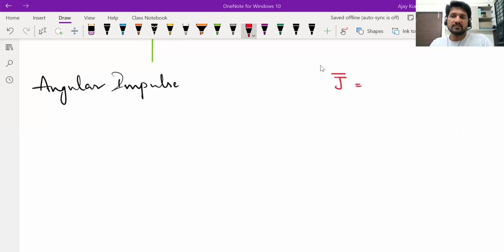Okay. Impulse is a sudden change in momentum. So basically it's a change in momentum which happens in a very short interval of time. And this can be calculated as force multiplied with the short interval of time. Okay. Then what will angular impulse mean?